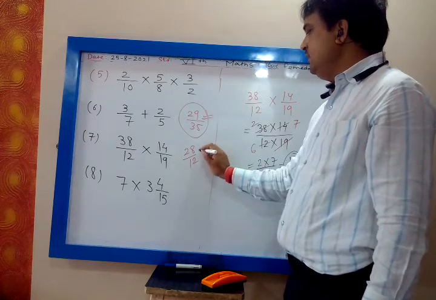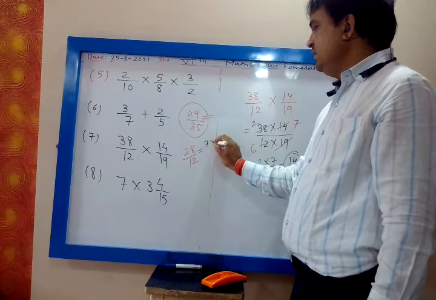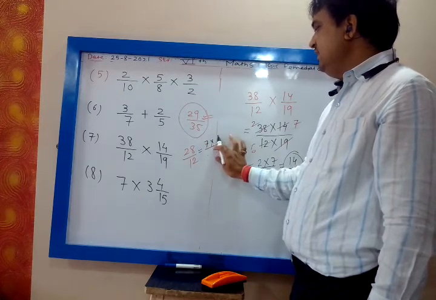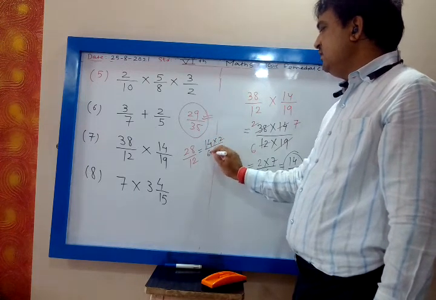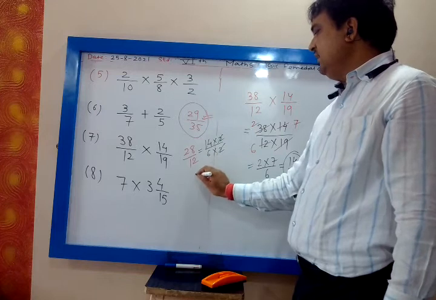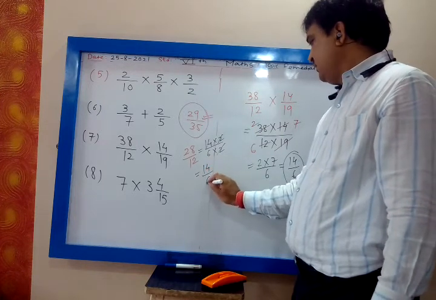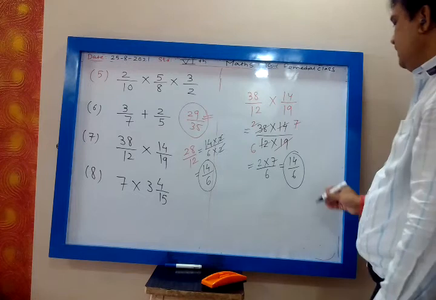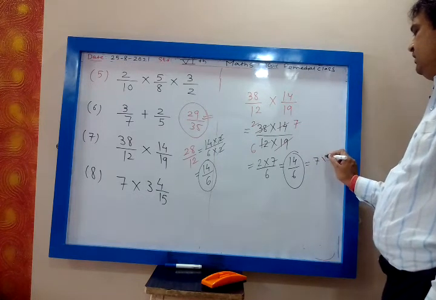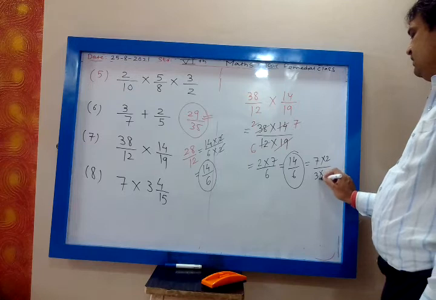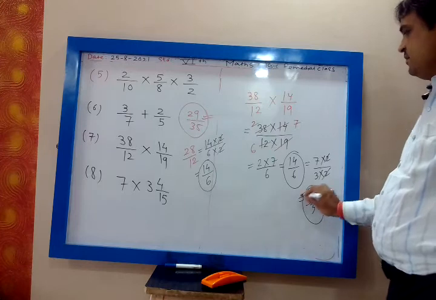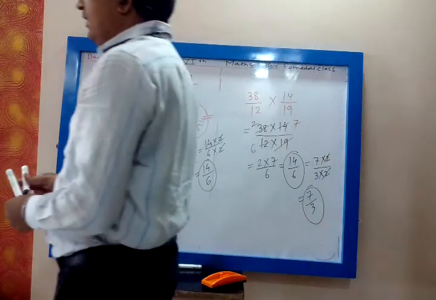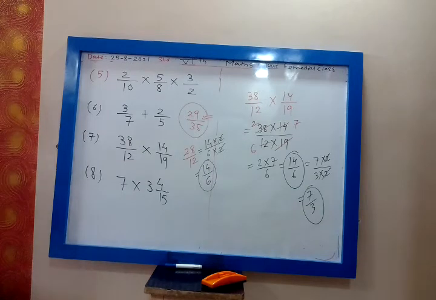28 and 12 you can cancel. 7 fours are 28. This 14 twos are 28. And 12 you can write 6 twos are 12. 2 get cancelled, that is 14 by 6. Okay, 14 by 6. You can still cancel. 7 twos are 14. 3 twos are 6. 2 get cancelled. Answer is 7 by 3. Chalo, do 8th one. Your answer is correct, but you have to write that to the lowest term.